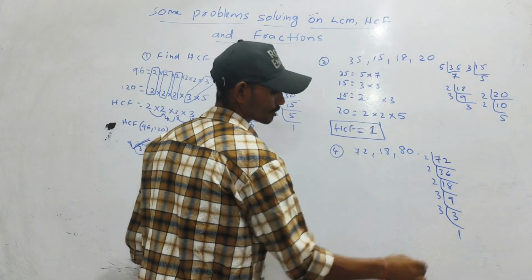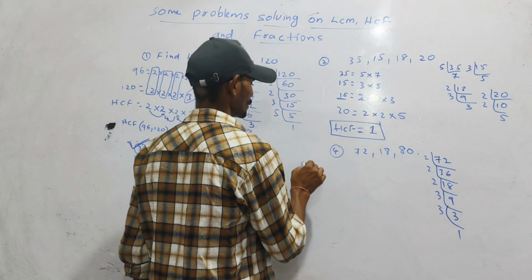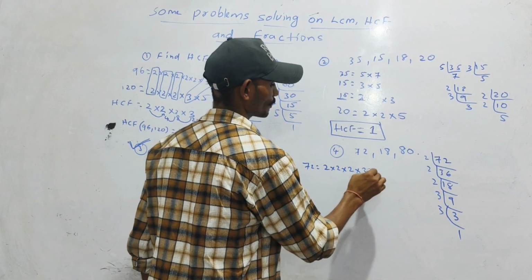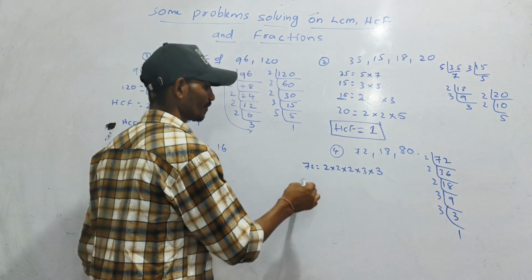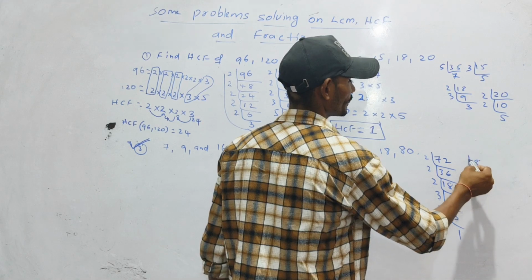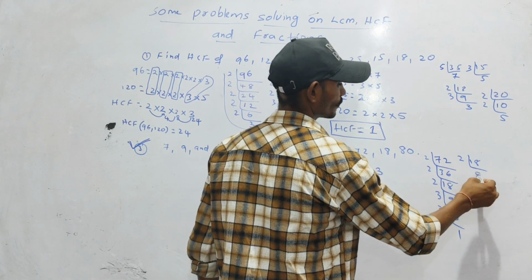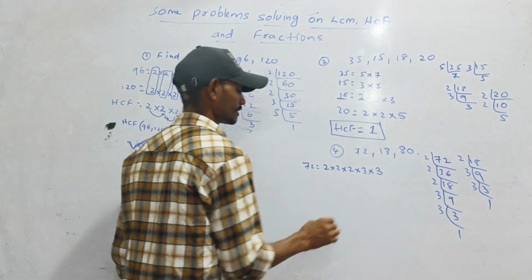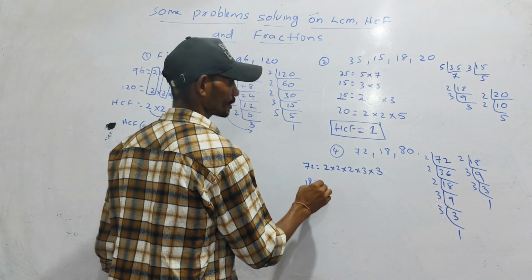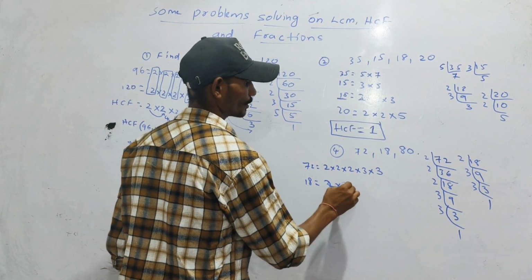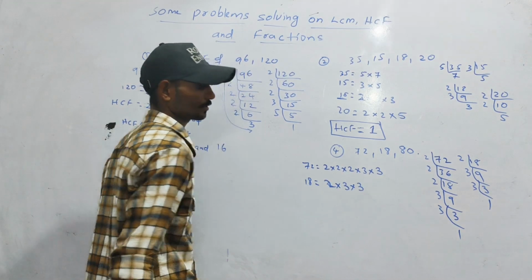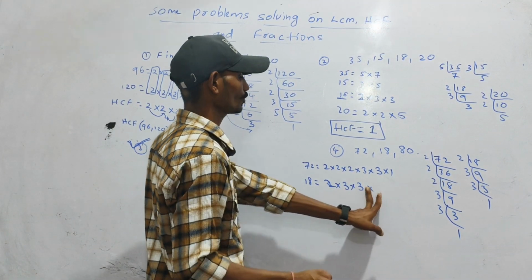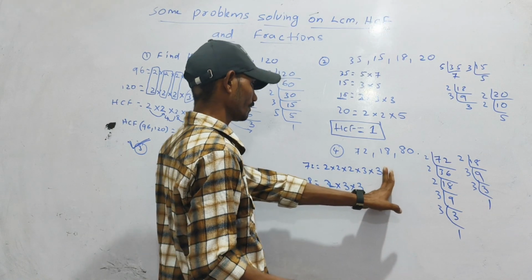But as you wish, you are solving up to 1. So the factors of 72 are 2 into 2 into 2 into 3 into 3. Next, 18. 18 is equal to 2 into 9, next 3 into 3, next 3 into 1, as you wish. So 18 is equal to 2 into 3 into 3. If you are putting 1 here, there is no use of 1, so you leave out the 1.